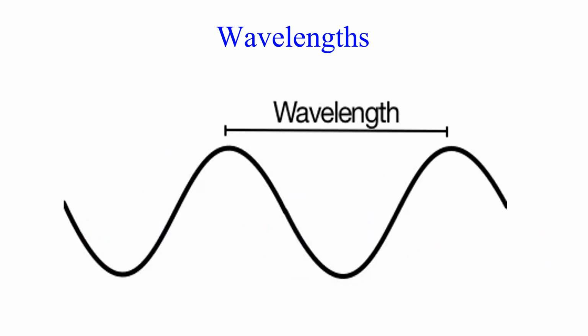Now, when we record these electromagnetic waves, there's some key terminology that we need to be mindful of. If we look at this electromagnetic wave and we start at this crest and work up to the next crest, we call that one wavelength. That is the length of the wave, which we measure in nanometers, nm.